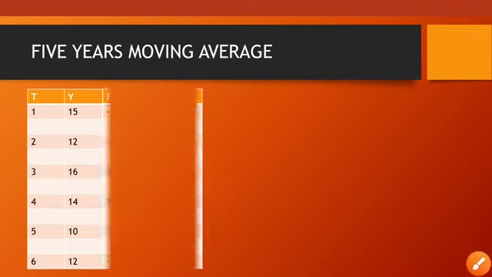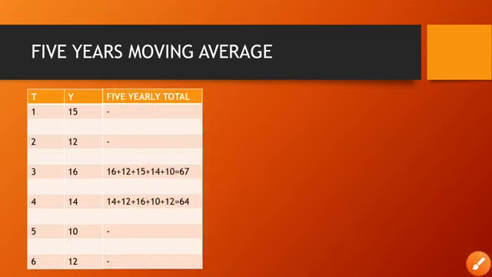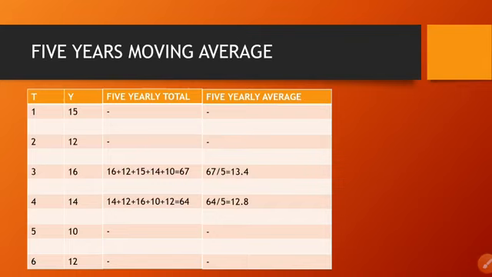So it is quite easy. You can see 16 plus 12 plus 15 plus 14 plus 10, and 14 plus 12 plus 16 plus 10 plus 12. As this is a 5 years average, you will divide it by 5. So if the total is 67, you will divide it by 5, that is 13.4, and the total 64, you will divide by 5, that is 12.8.